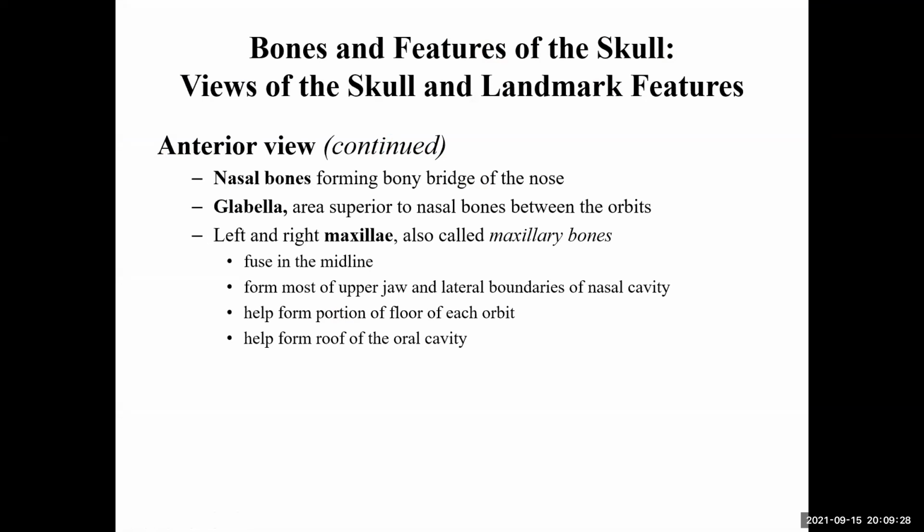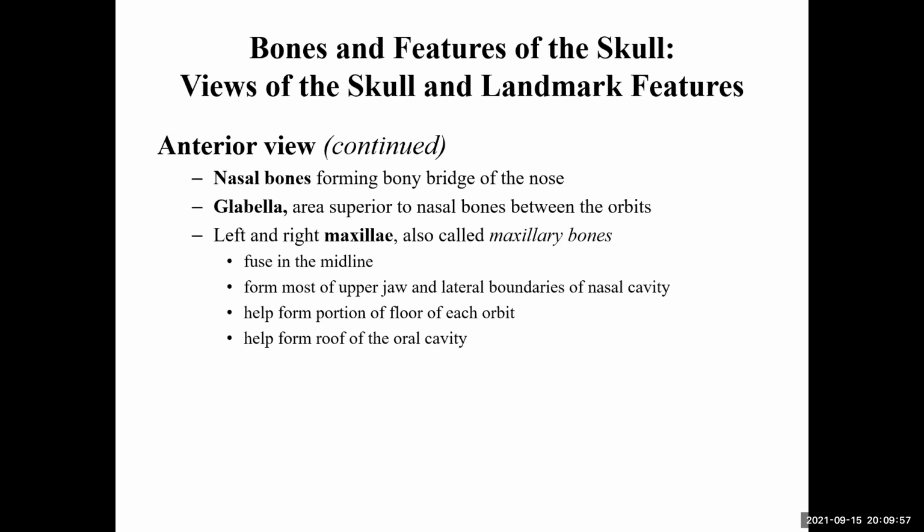A couple other things you'll notice on the anterior view. We have one of our paired facial bones, called the nasal bones. They make up the bridge of your nose. And just above where the nasal bones meet is this area called the glabella. So if you feel the bridge of your nose and you immediately go above that, pretty much in between the superciliary arches, that's the glabella.